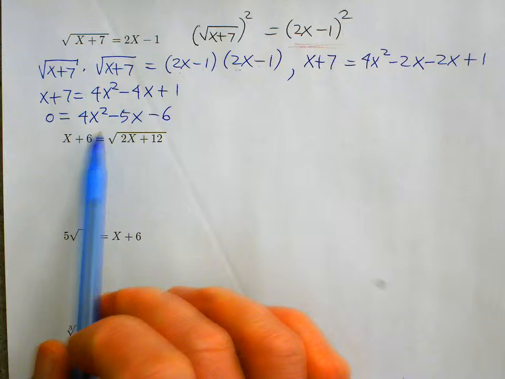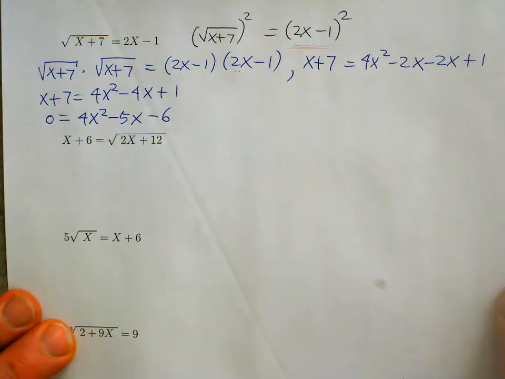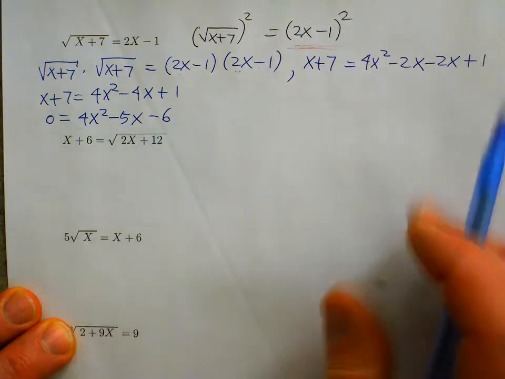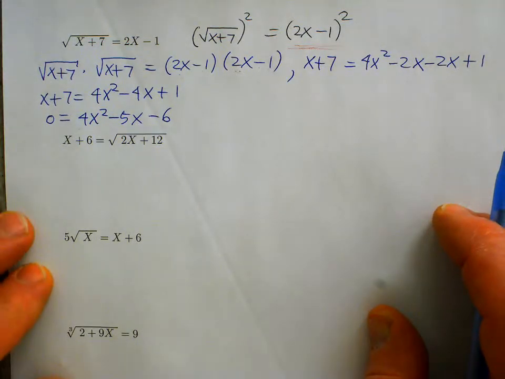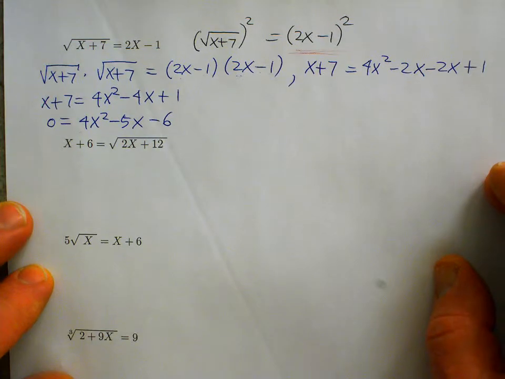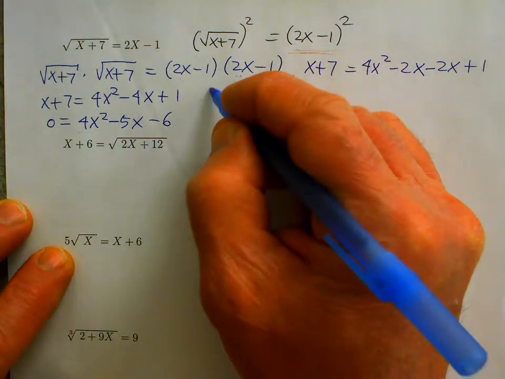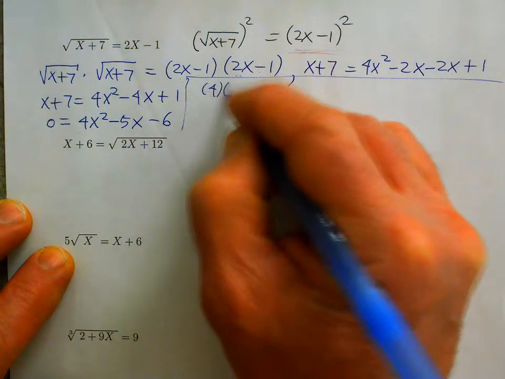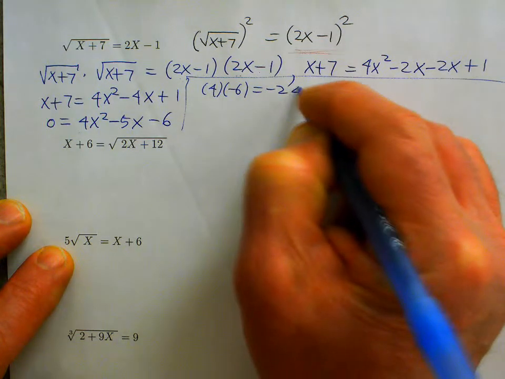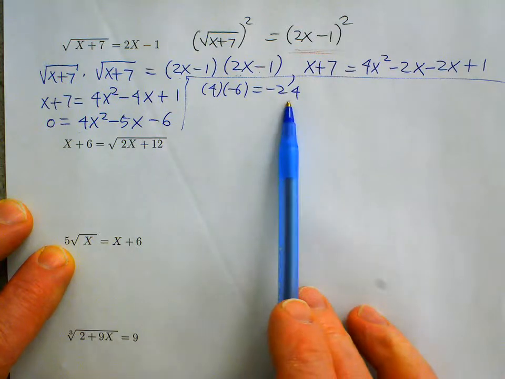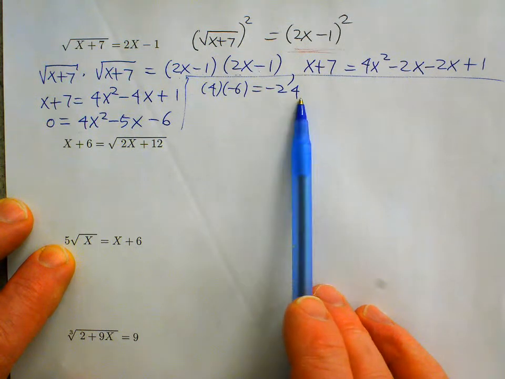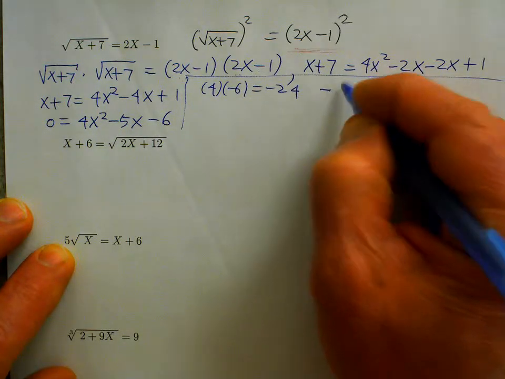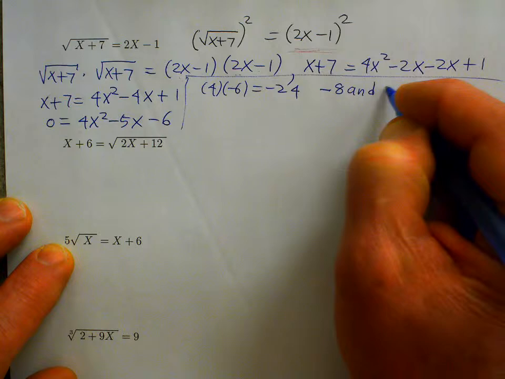Okay, to solve by factoring, well, we have a little more work to do on this one. If we factor by the AC method, we're going to multiply 4 times negative 6, which is negative 24. And two numbers that have a product of negative 24 and a sum of negative 5 are negative 8 and positive 3.